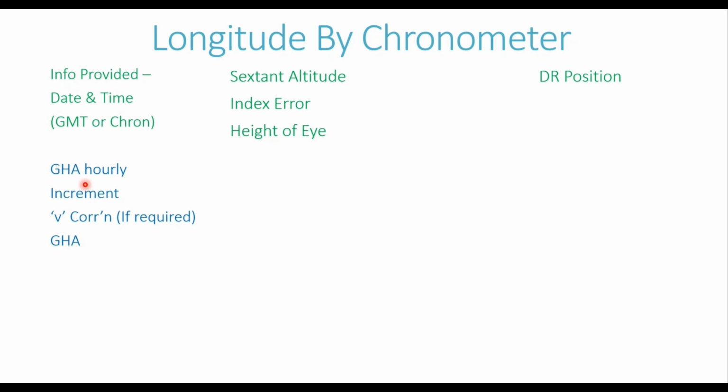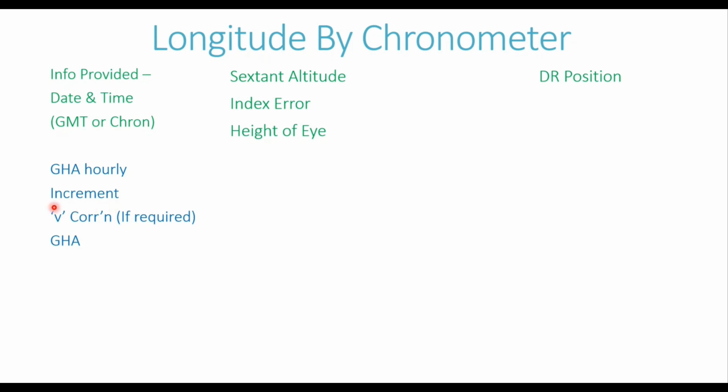We get the almanac information out. So when you look for GHA on the daily page, you will be able to find out the hourly GHA, and from the increment table, you will be able to find out what is the increment for the particular minute and second of the time which is given to us in the question.